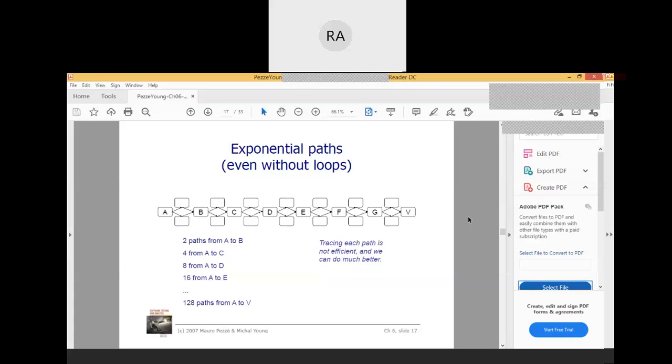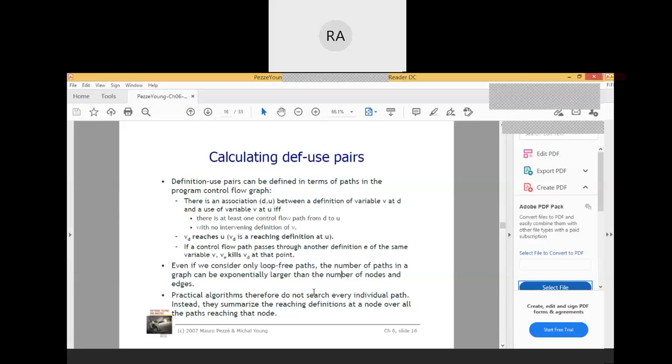So tracing each path is not efficient if I follow this strategy. I can do much better if I go for the data dependency graph, or if I consider data transmittal within the nodes of the graph. So the source node is A, and these are all destination nodes in the CFG.